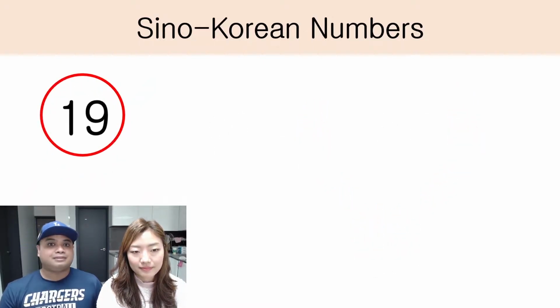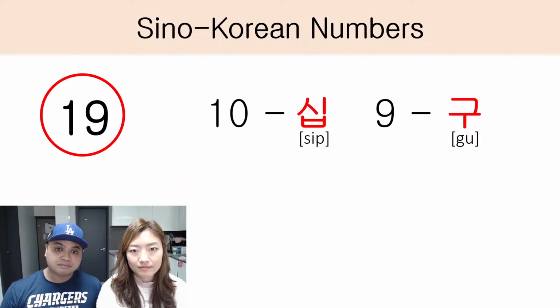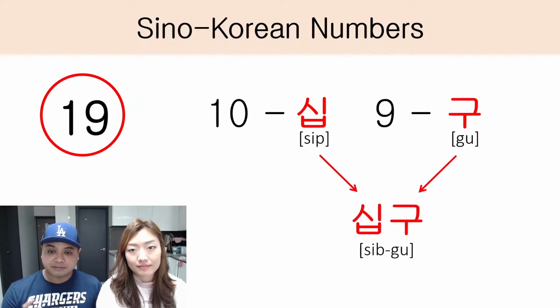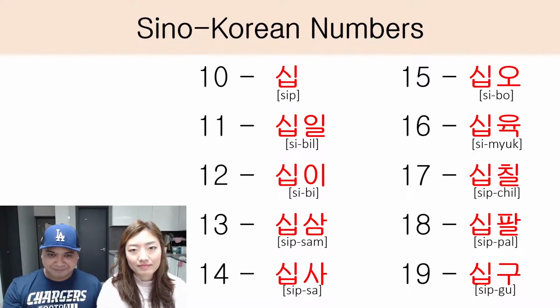And how about something like 19? Same thing. You break it down. You need 10 and you need 9. To say 10, ship. 9 is gu. So you put them together and then you get shipgu. Okay? Here are the numbers from 10 to 19.